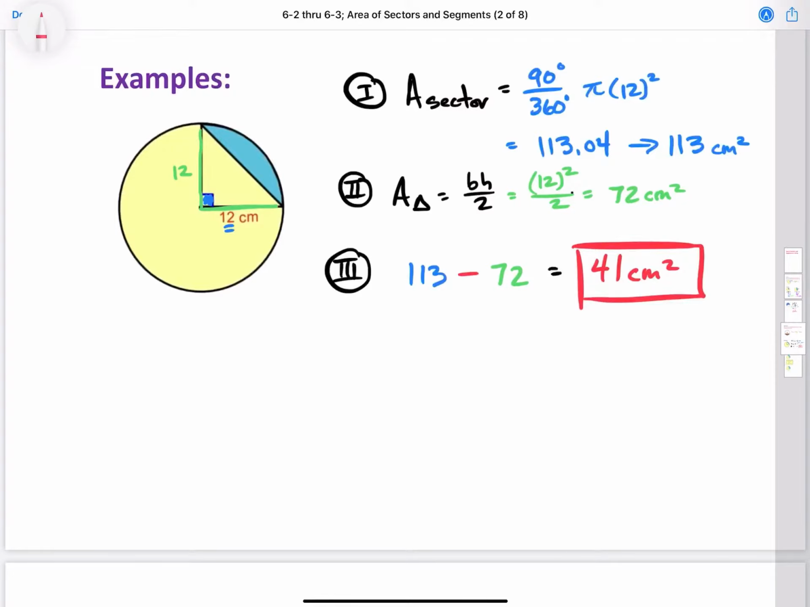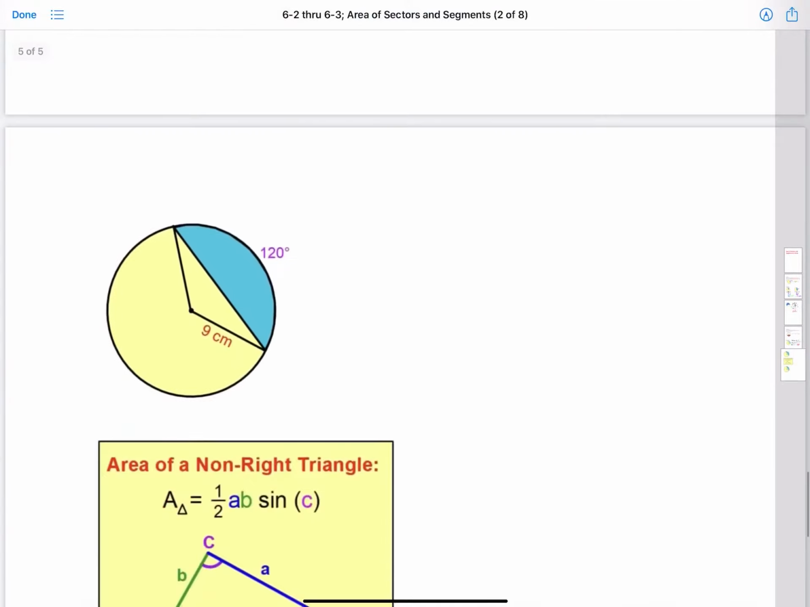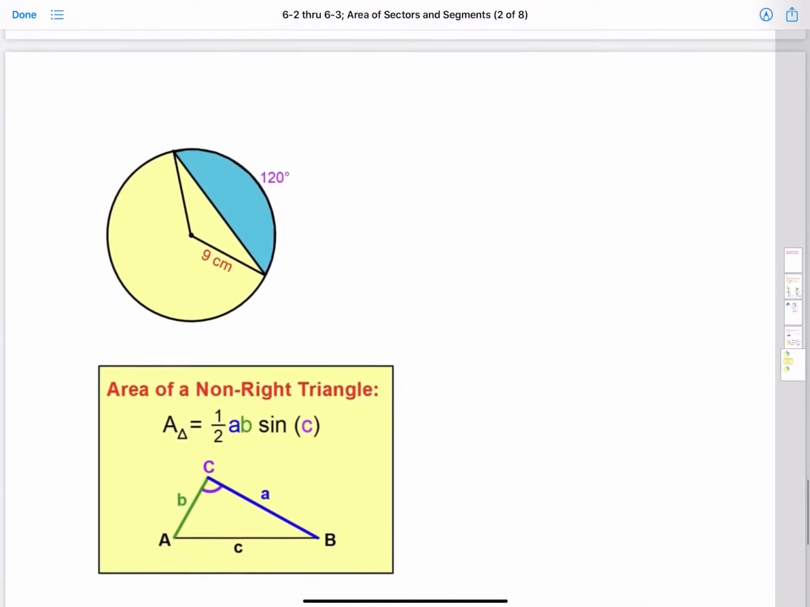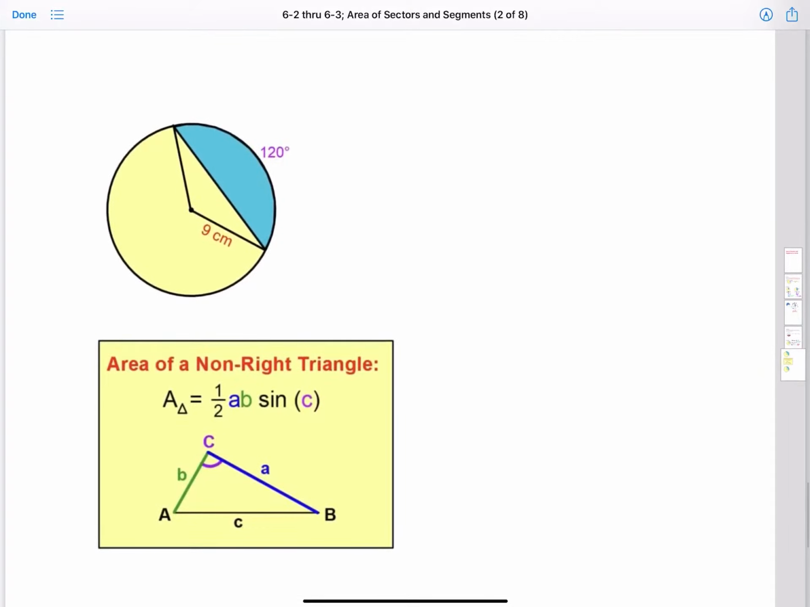Let's try another one, but this one's slightly different. The reason why it's different is because it's not a right triangle, and therefore we can't really find that base and that height. We could figure out the base and the height by using trigonometry, or in this particular case, we could do a 30, 60, 90. But here we also have a formula that will always work for the area of non-right triangles. You can see that at the bottom left-hand corner right over here, and this will always work.